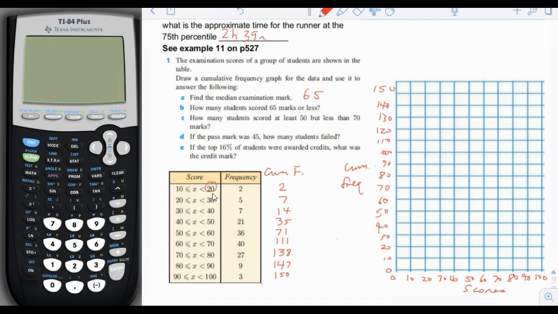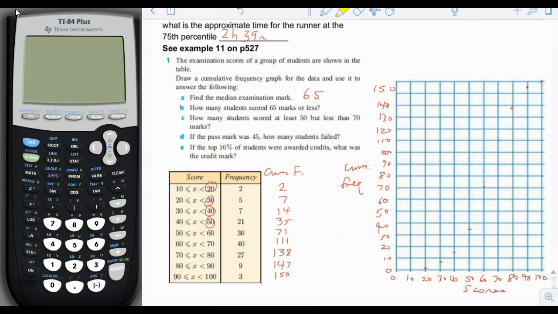So, and you'll see why we do that in a second. The first one, I'm going to graph 20, 2. So 20, 2 would be there. 30, 7 would be there. 40, 14 would be there. And I'm going to finish these up, and I'll be right back.